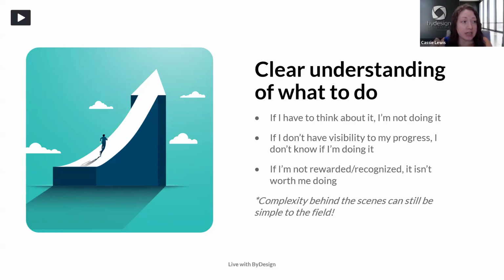If I don't have visibility to my progress, I don't even know if I'm doing it well. This goes into the tools and reporting that you offer for your comp plan. Your comp plan is only going to succeed if your reps know what they need to do and whether they're doing it effectively. But if I don't have any reporting to show me whether I'm doing it, how am I going to know whether I need to adjust my behavior? So transparency and visibility into why I'm earning and why I'm not earning is a must.